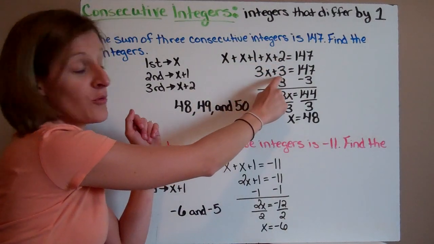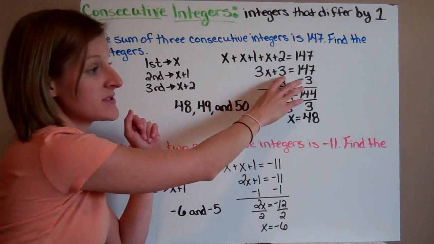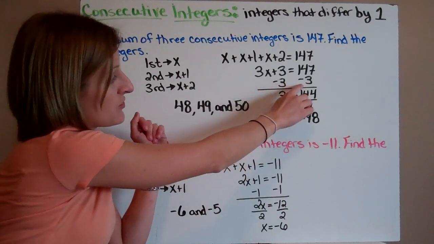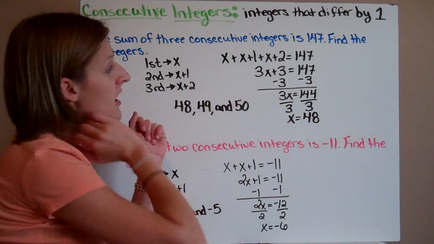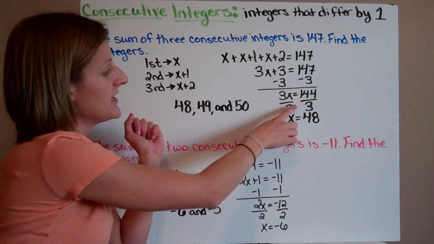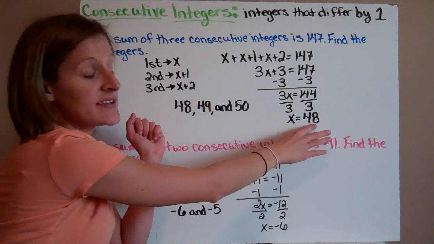1 and 2 make 3. So really it's 3x plus 3 equals 147. Now you subtract 3 from both sides. You get 3x equals 144, and then divide each side by 3. And you're going to get x equals 48.